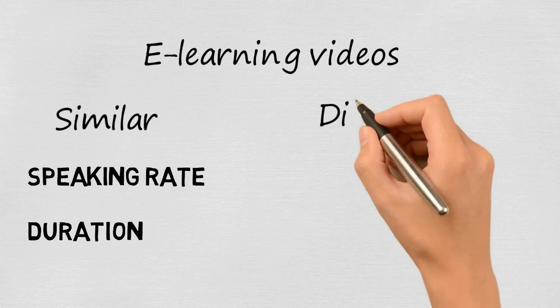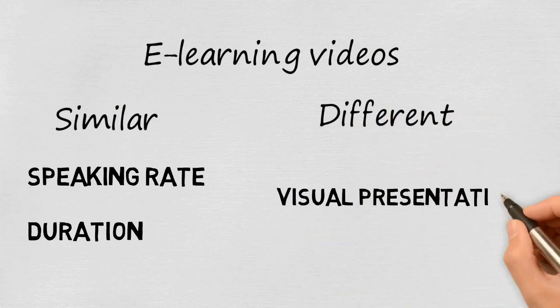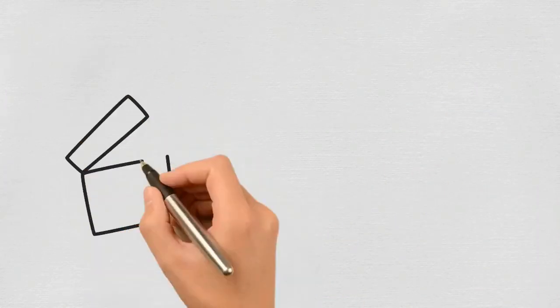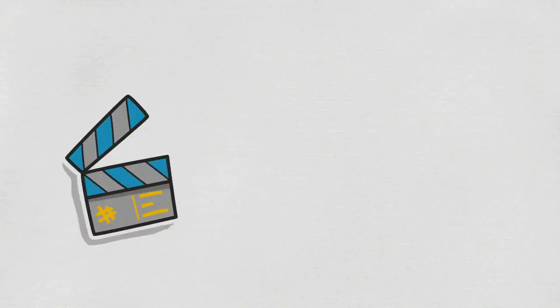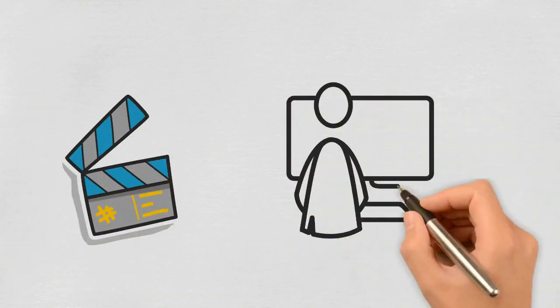In short, my two e-learning videos achieve similar levels of variety in terms of speaking rate and duration, while the difference of visual representation leads to different variety levels. Although new problems arise when trying new visual styles, I still want to adopt diverse methods of visual presentation in my future videos.